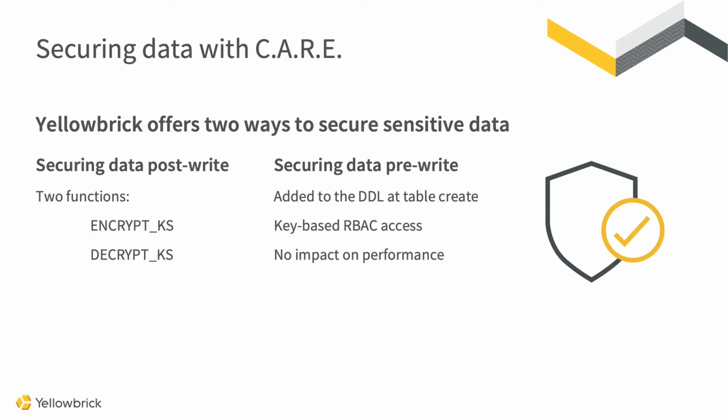Here's one of the interesting things that I mentioned earlier: securing data with C.A.R.E, or column at rest encryption. Yellowbrick offers two ways to secure sensitive data beyond encrypting just the hardware. You can use functions like encrypt KS or decrypt KS to secure data, whether you're reading it through views or extracting data. These functions affect data post-write or on-read activities.